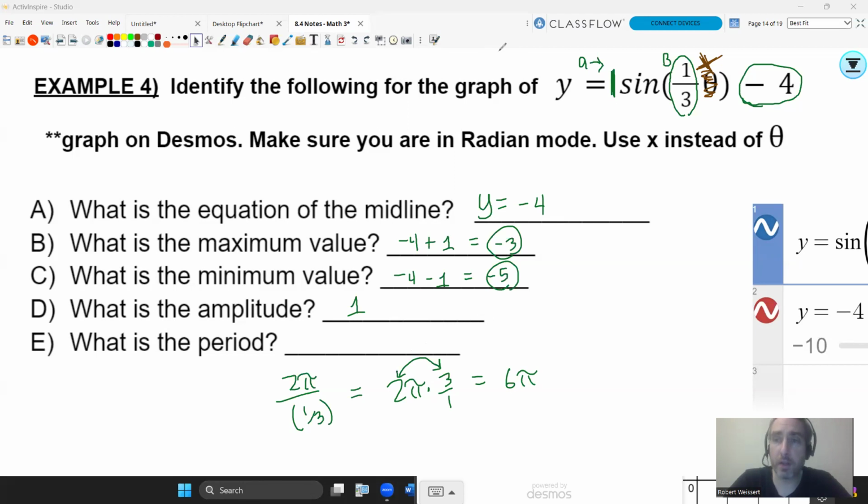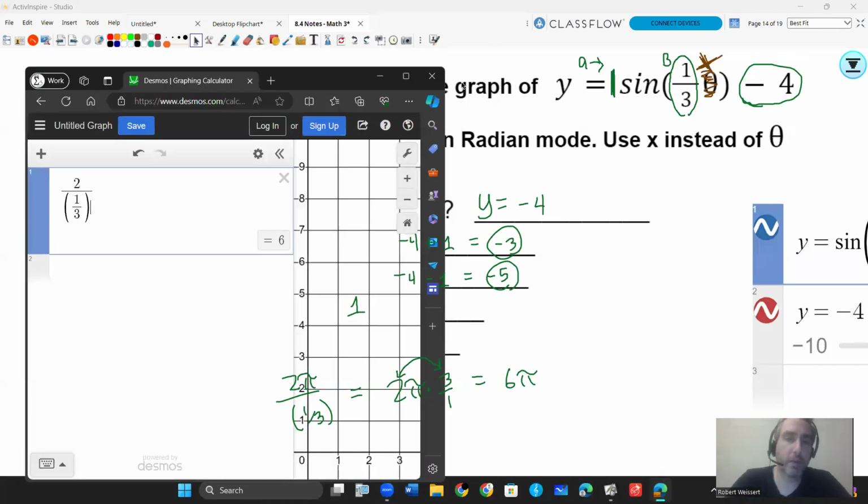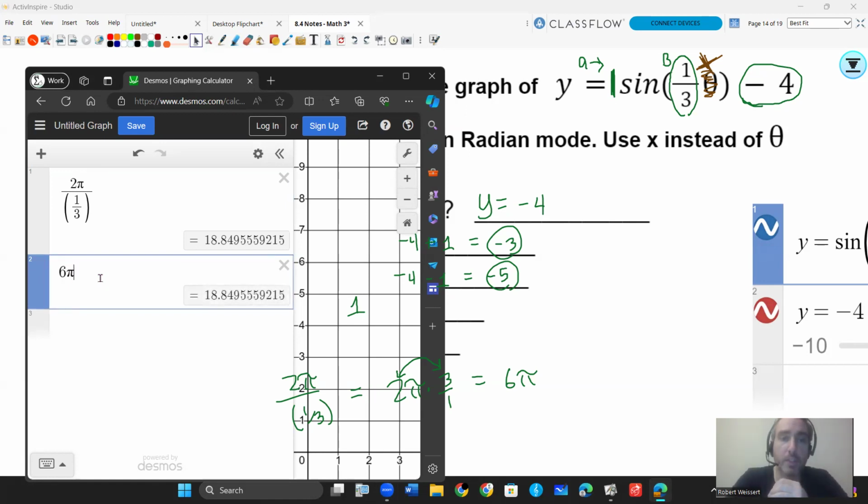With your calculator, you would just do 2 divided by 1/3 and then the pi on the top. As you can see, 2 divided by 1/3 is 6, so 2 pi over 1/3 is really just 6 pi. Same numbers there, but 6 pi is what you have to put for your period because you want it as an exact answer.